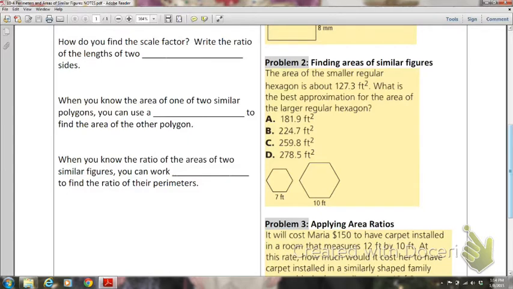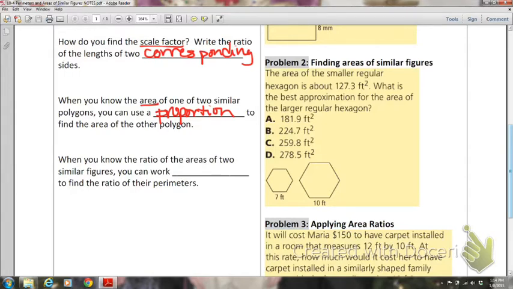So once again, just as a review of scale factors, how do you find a scale factor? You have to write the ratio of the lengths of two corresponding sides of the figures. And when you know the area of one of two similar polygons, you can use a proportion to find the area of the other polygon.